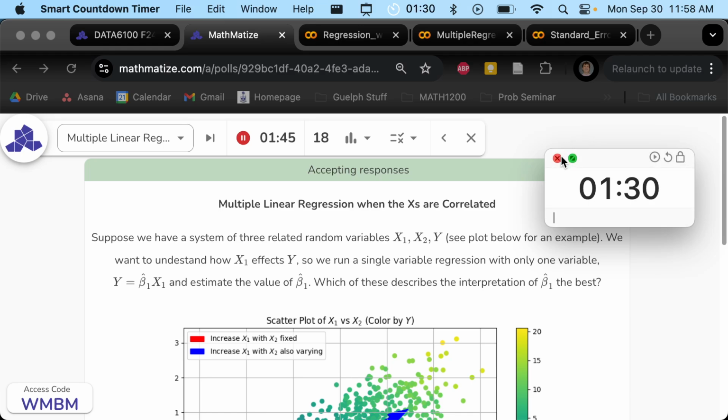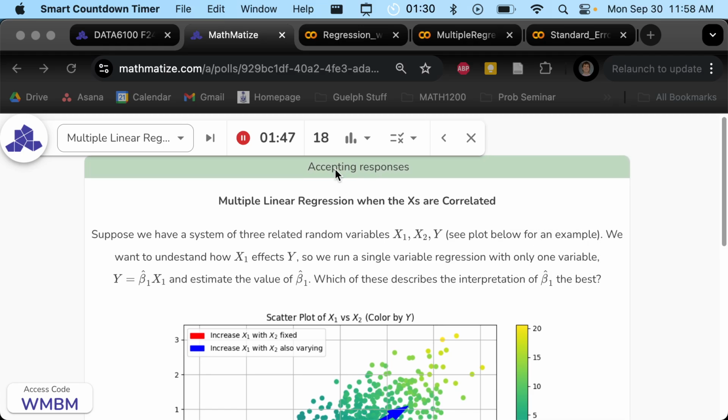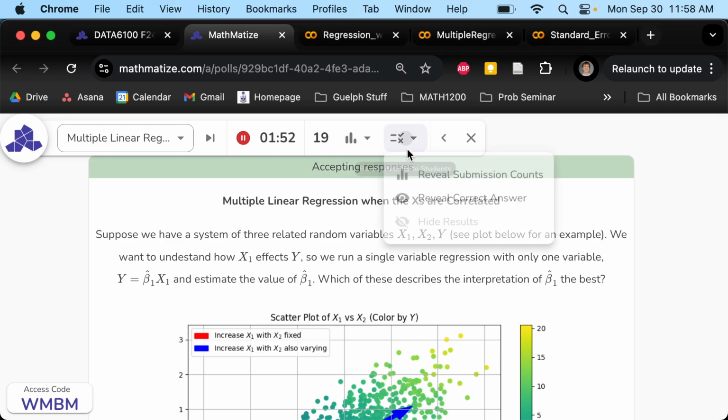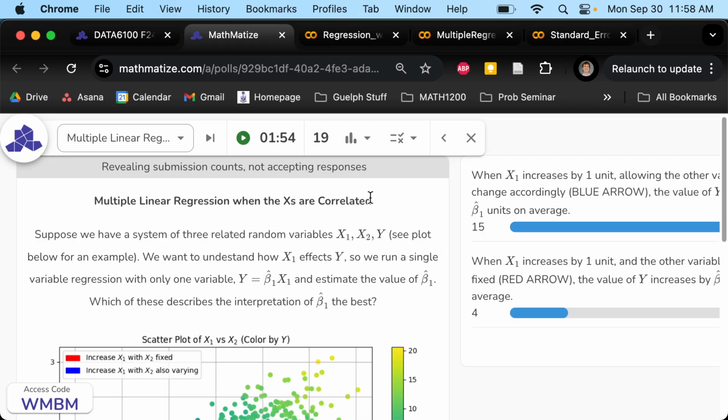Okay. Let's see what people said. Okay, I guess I had 20 people before. Now I only have 19. Okay, maybe somebody's about to press a button. This time we are on 15 to 4. Okay, so people have switched to the blue arrow.